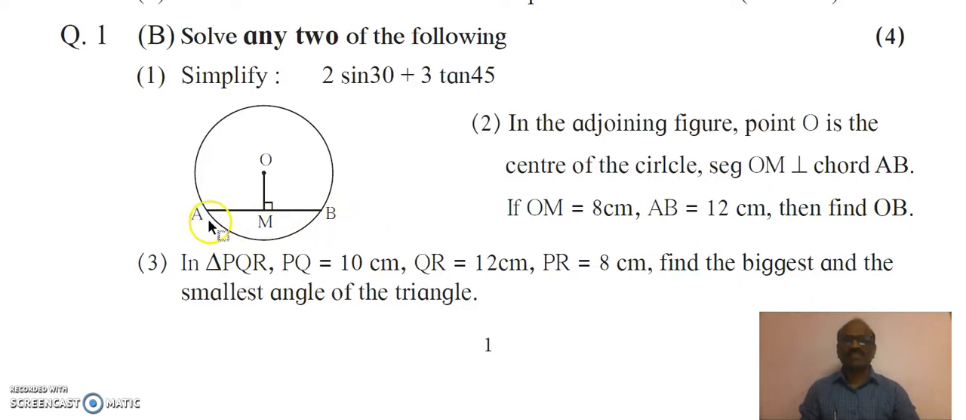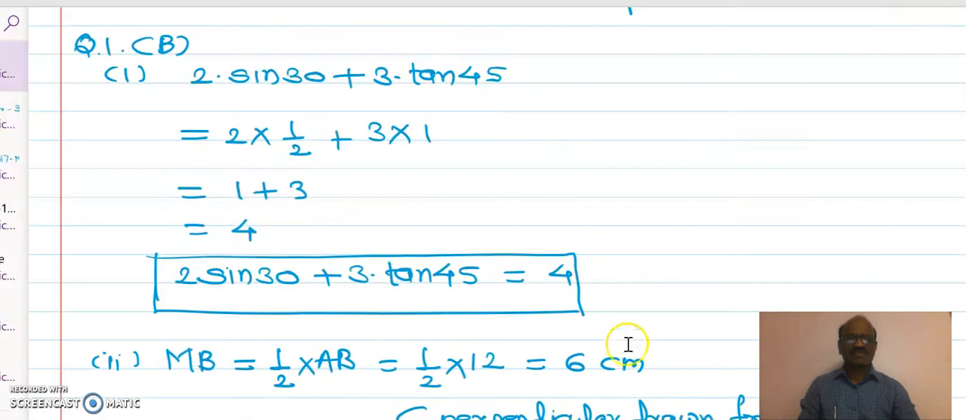Now this is the chord, and O is the center. A perpendicular drawn from the center of the circle on the chord bisects the chord. Therefore MB is equal to 6, and the length OM is 8. Therefore we can calculate OB with the help of the Pythagoras theorem. Now we'll see the answer.